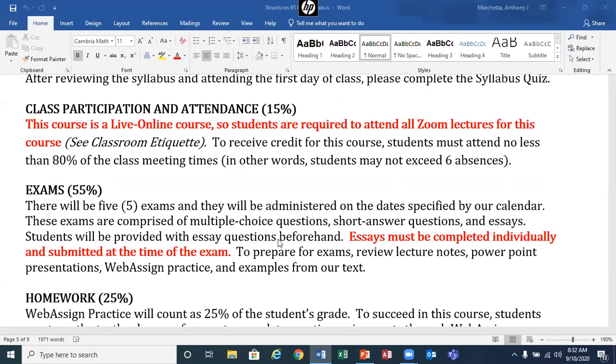These exams are comprised of multiple choice questions, short answer questions, and essays. Students will be provided with the essay questions beforehand, and essays must be completed individually and submitted at the time of the exam. To prepare for exams, review lecture notes, PowerPoint presentations, WebAssign practice, and examples from our text.